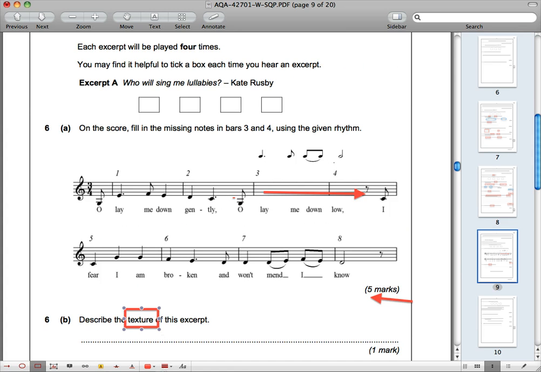So that's question 6 of the mark scheme, focusing on pitch dictation, melody dictation. So you're looking for notes that repeat themselves compared to what you've got in your given rhythm.